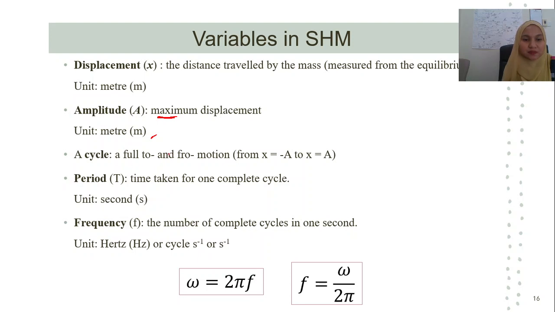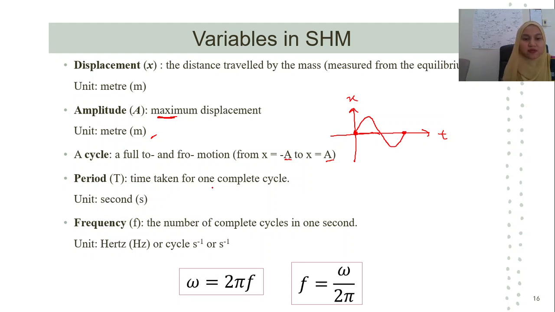Alright, a cycle is a full to-and-fro motion, meaning from maximum negative x to maximum positive x and back. That is what we call a cycle. For example, this is our graph of displacement versus time. This is our starting point, so from the start until it completes one cycle, that is what we call a cycle.